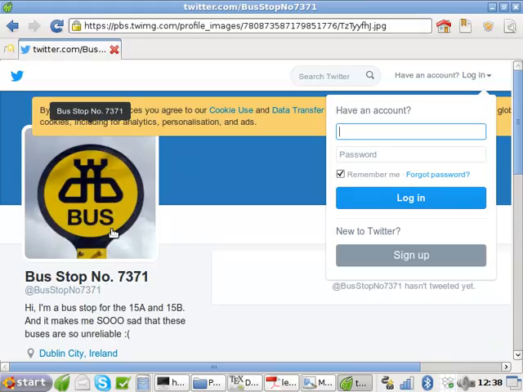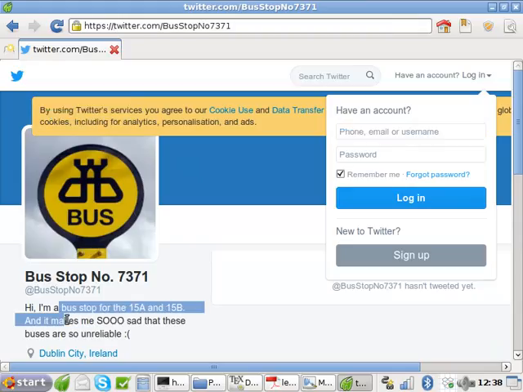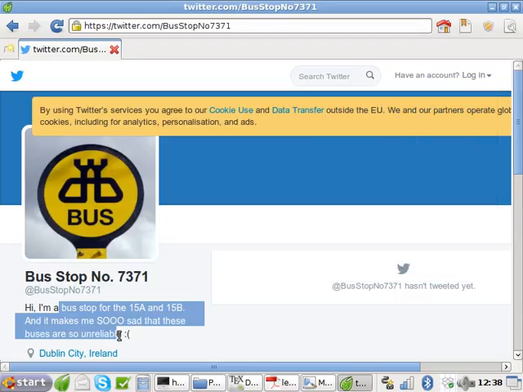It annoys me that the buses sometimes disappear. So I made a Twitter account. Hi, I'm the bus stop for the 15A and B, and it makes me so sad that these buses are unreliable. I was going to have it tweet the bus times every minute, so that you could see if the bus disappears. Like it says, bus is due in 10 minutes, 9 minutes, 8 minutes. Poof, it's gone. Which bus is that? The 15A, from the city center. That's not too bad. This one's the worst. I have this app on my phone. If you get it from the main street, it's always late. Terrible.